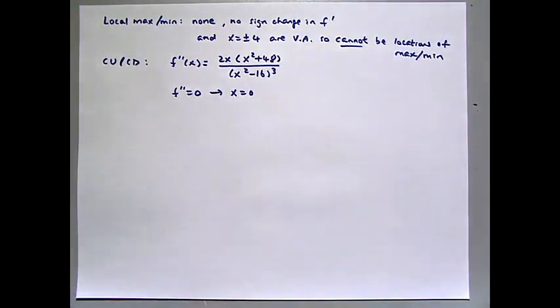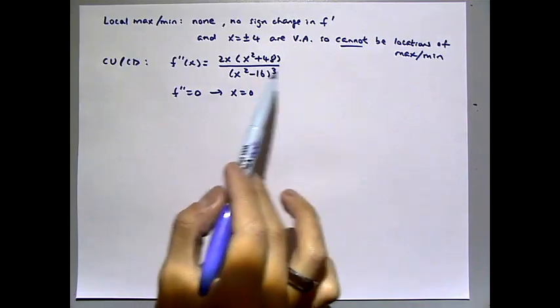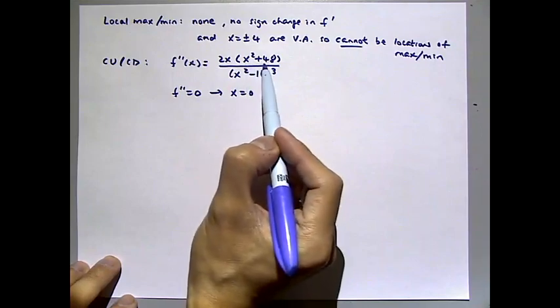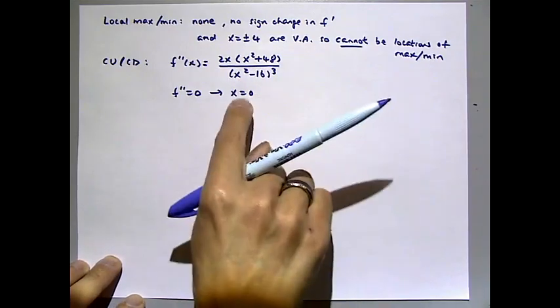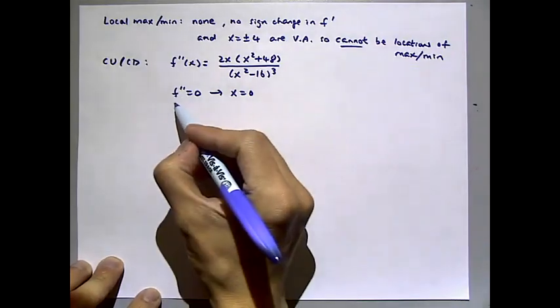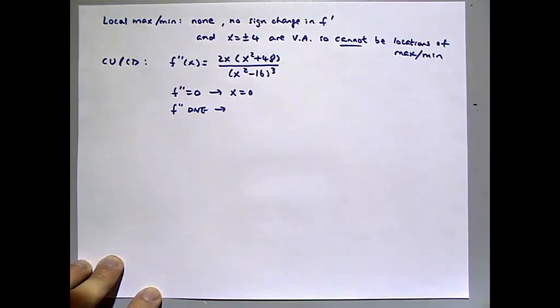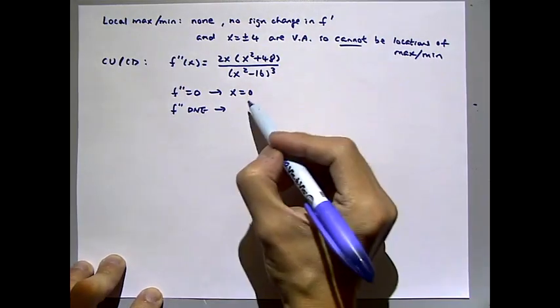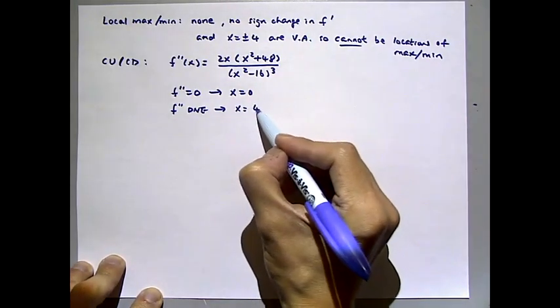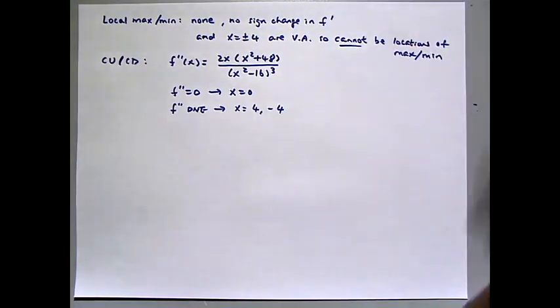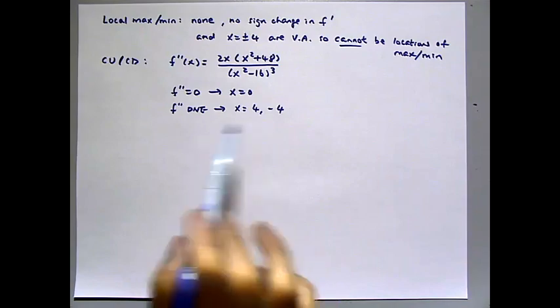F double prime can be 0 when the numerator is 0. This thing here can never be 0. The only way we can make it 0 is when that's a 0. So that's the only potential location of that. F double prime does not exist at x equals plus or minus 4. And just like before, they cannot be where the inflection points are because the graph is not defined there.